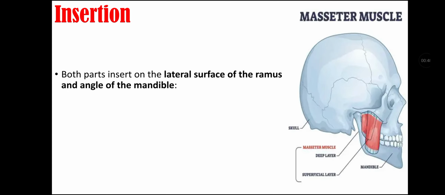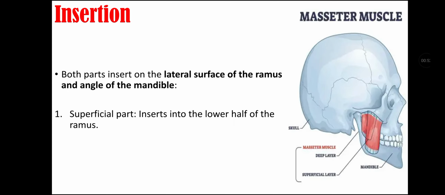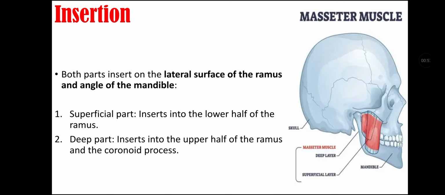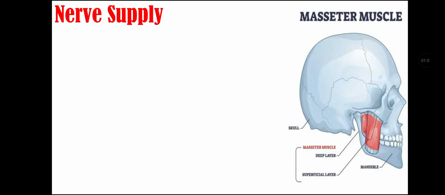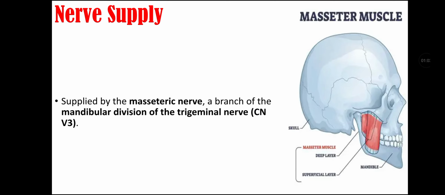Insertion of masseter muscle. Both parts insert on the lateral surface of the ramus and angle of the mandible. The superficial part inserts into the lower half of the ramus, while the deep part inserts into the upper half of the ramus and coronoid process.